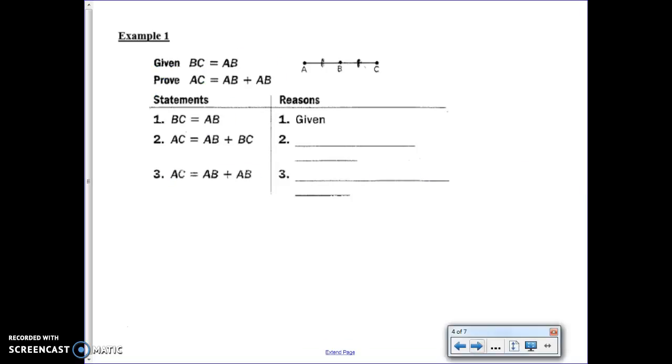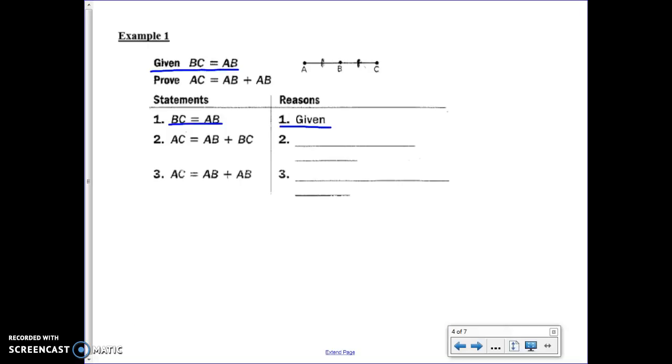So I want you to remember that a proof is a logical argument. You have to convince someone that this is true. So if we know that BC is equal to AB, we need to prove that AC equals AB plus AB. So first off, we have a statement here that says BC equals AB. That's our given statement. So BC equals AB, given. You see that right up here. That's where that comes from.